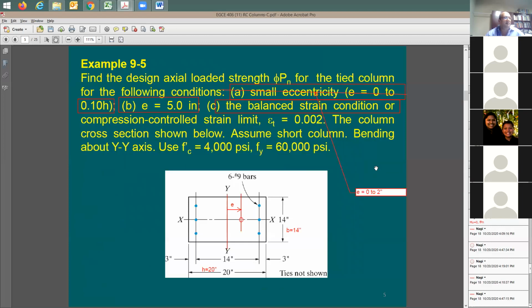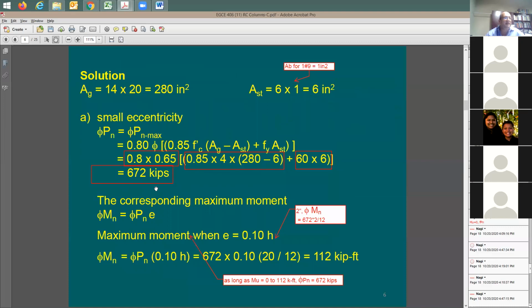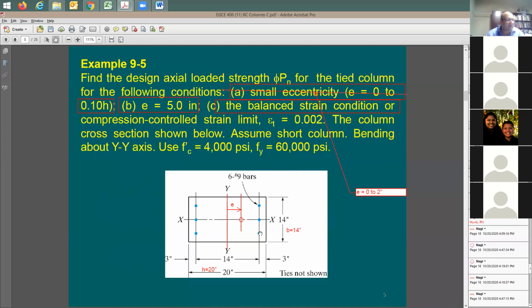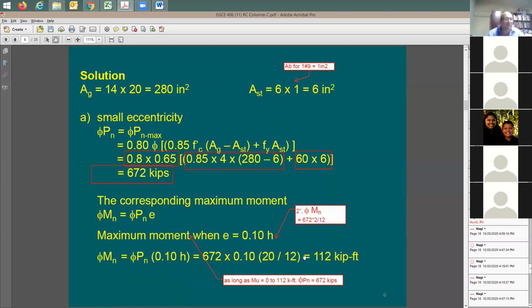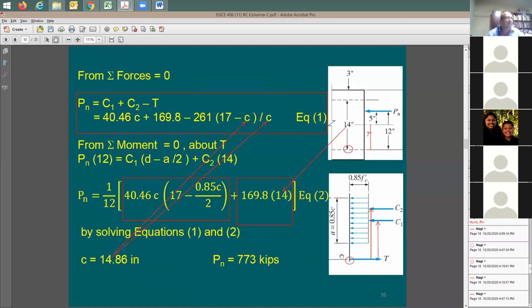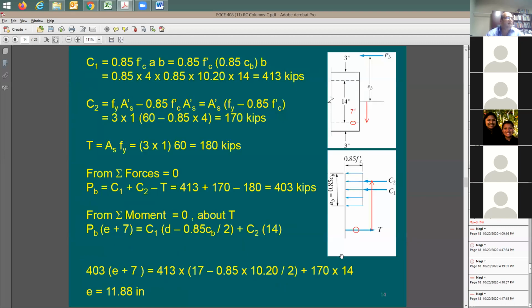Where is this 10% coming from? It says here, when you have a small eccentricity, you can safely use it when the small eccentricity goes from 0 to 10% of H. And they said that you can just use this equation here and get 672 kips. I'm going to write it down, 672 kips. And the moment that goes with it is going to be equal to 672 multiplied by the 2 inches. Where does the 2 inches come from? It's going to be 10% of the depth H. This is now our depth H times 2 inch divided by 12. It's going to be 112.